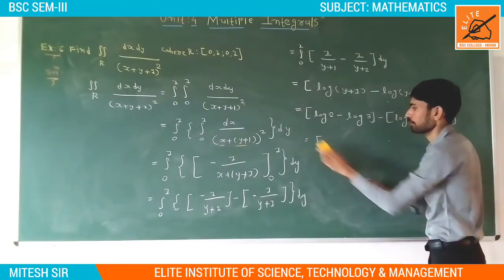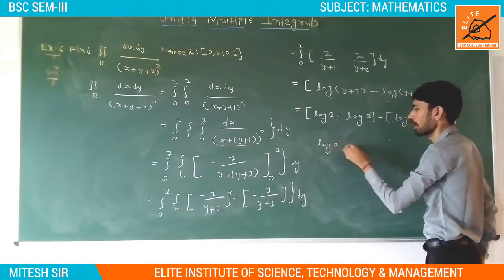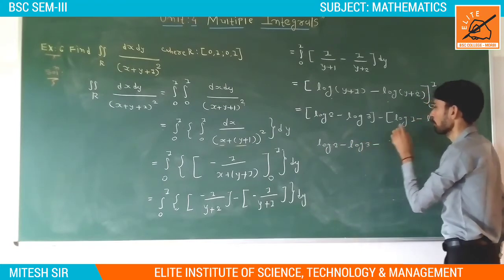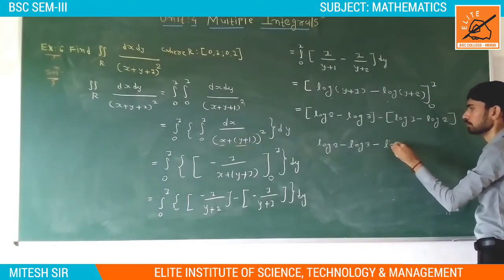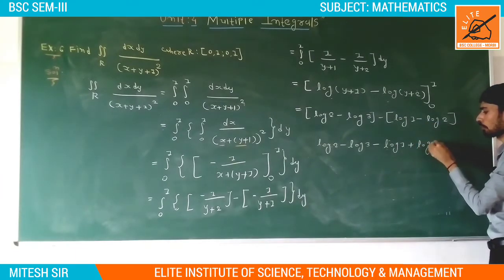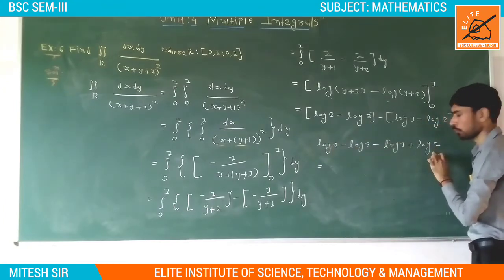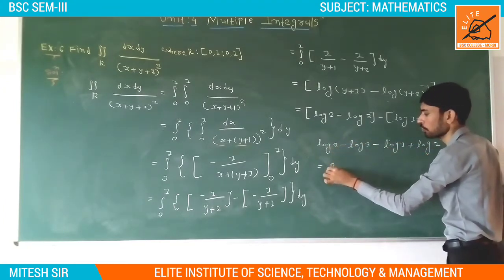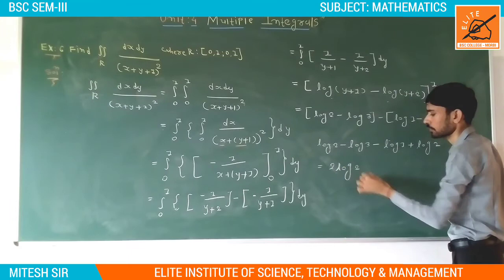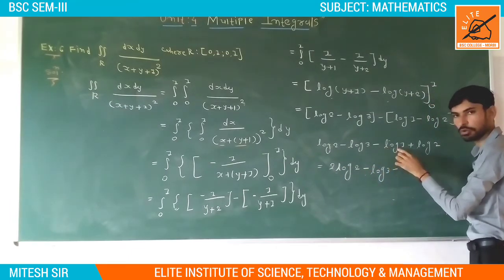So now see here, log 2 minus log 3 minus log 1 and minus minus plus log 2. So this is log 2 plus log 2, which becomes 2 times log 2, minus log 3, and the value of log 1 is 0.